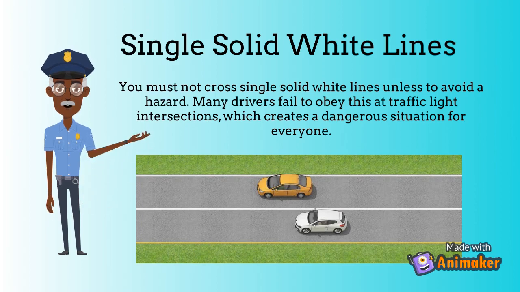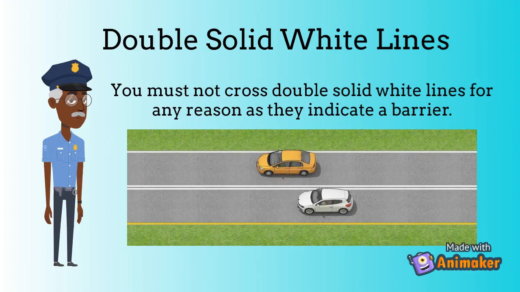Many drivers fail to obey this at traffic light intersections, which creates a double solid white lines. You must not cross double solid white lines for any reason, as they indicate a barrier.